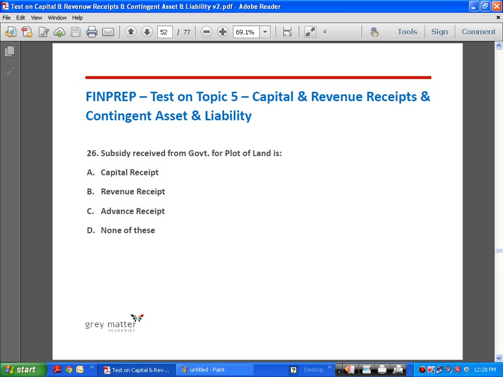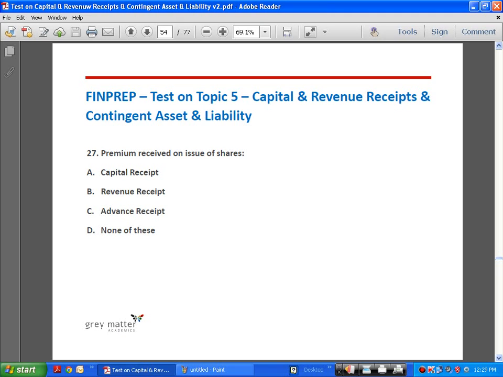Subsidy received from government for plot of land. Okay, so buying a plot of land is capital expenditure. So the subsidy that you get from the government in order to make a capital expenditure is a capital receipt. But if the business is receiving a subsidy in the form of a general grant, let us say in order to meet its day-to-day expenses, then that subsidy will be a revenue receipt, but this is a capital receipt.